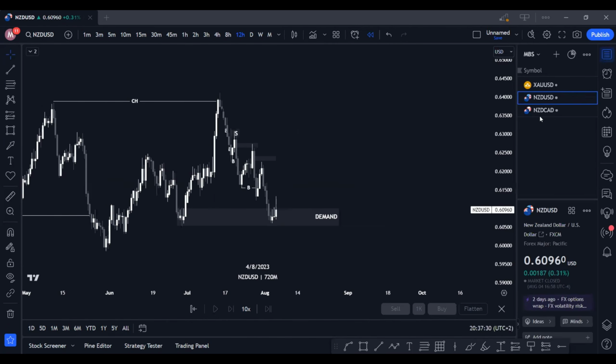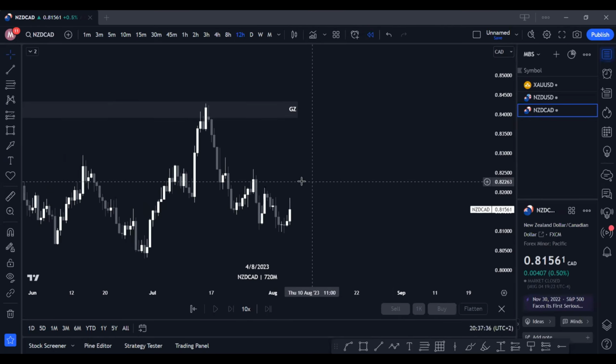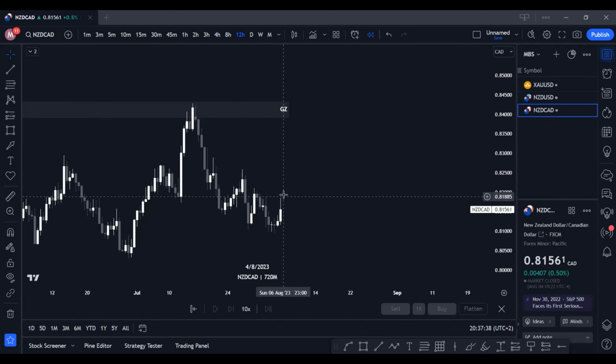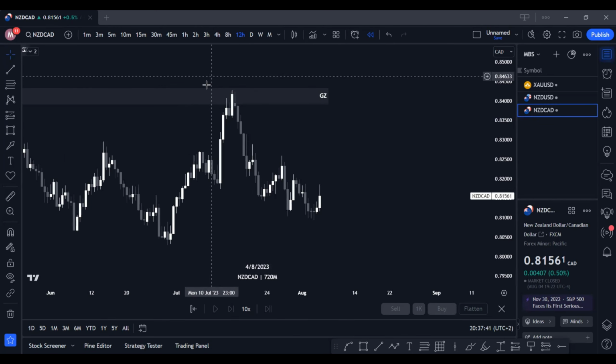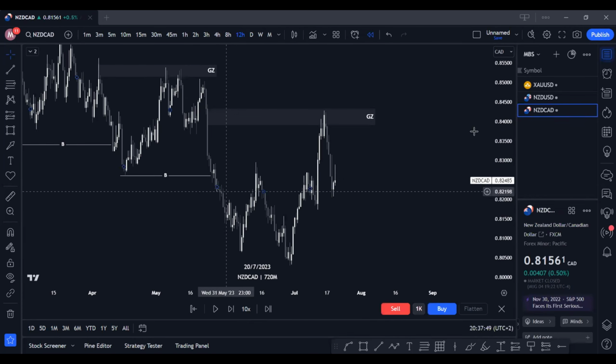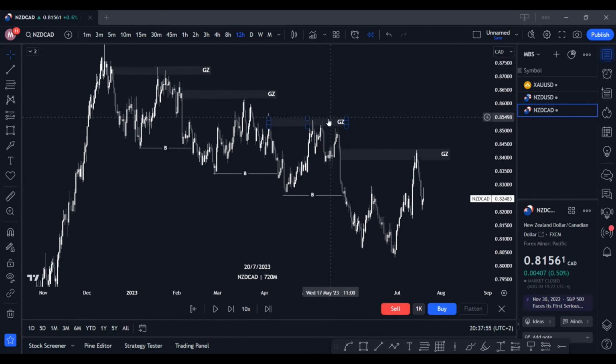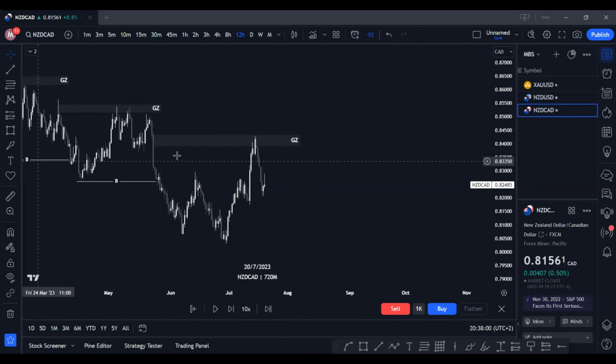Okay, so let's see what we have for NZD CAD here. NZD CAD, same thing. If we replay price back here, NZD CAD has been moving bearishly, respecting our golden zone in a golden zone bearish order flow, meaning that price is just respecting our golden zones, pushing to the downside. Now price tapped in our golden zone, but then maybe you missed this entry.